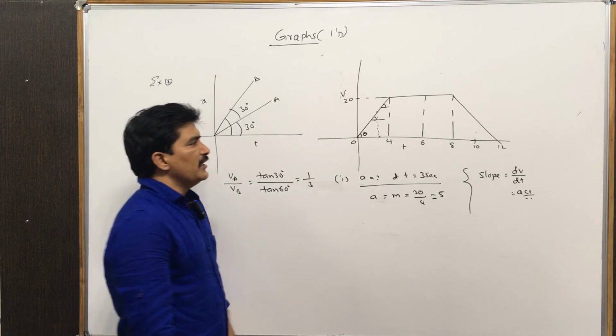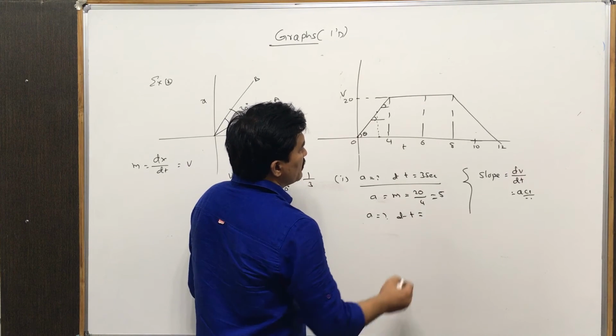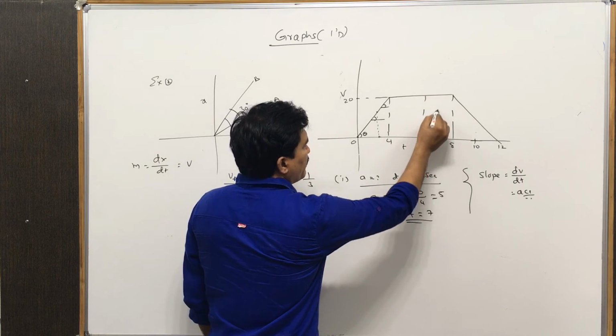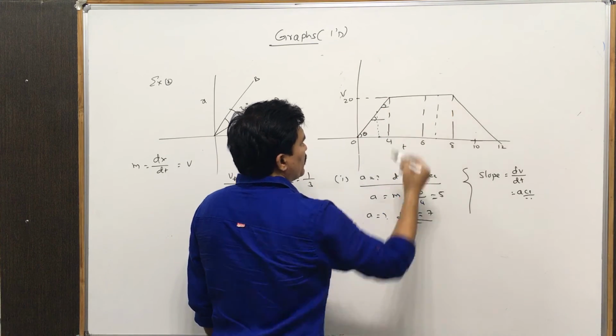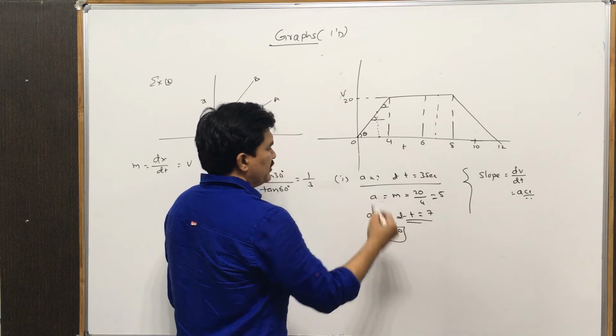Similarly, what is the acceleration at t equal to some 7 seconds? T is 7 means somewhere here at this point, if you observe the slope, its value is equal to 0. So, I can conclude acceleration is 0.